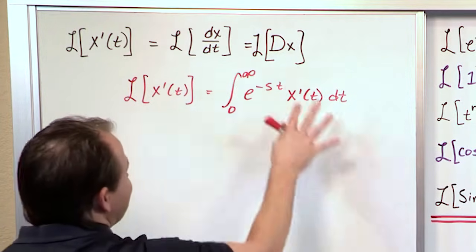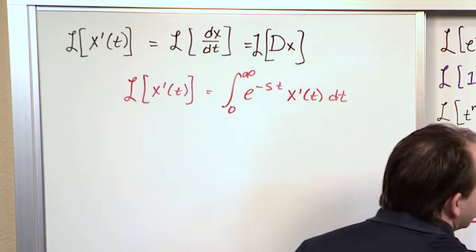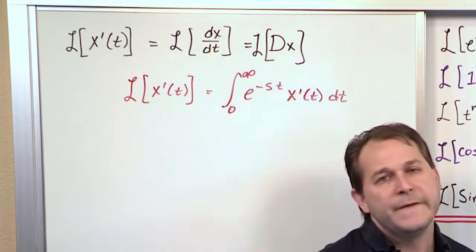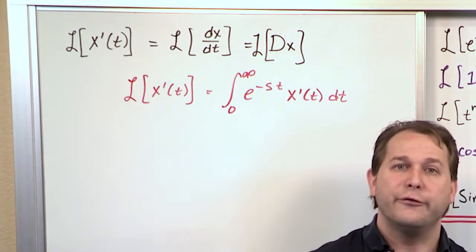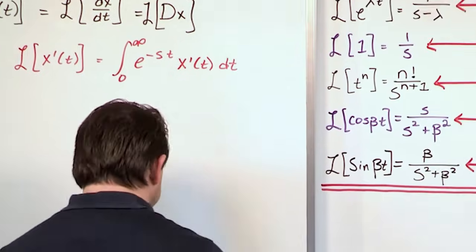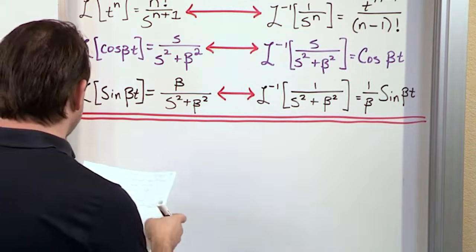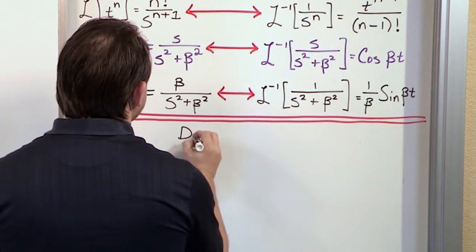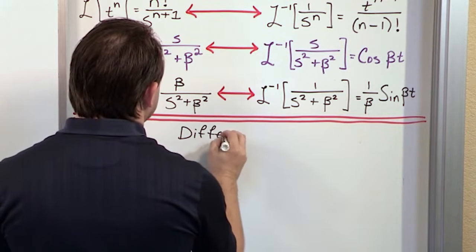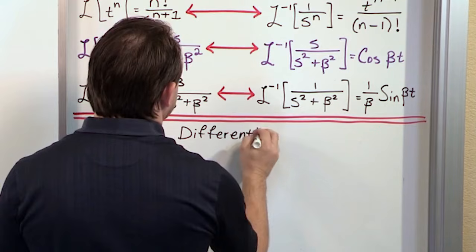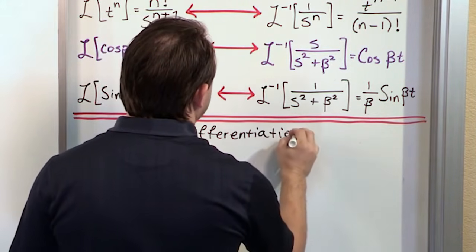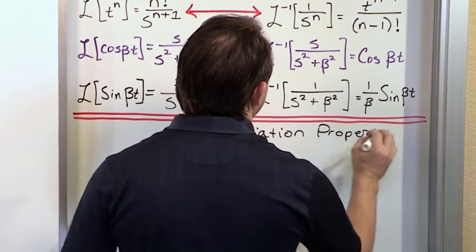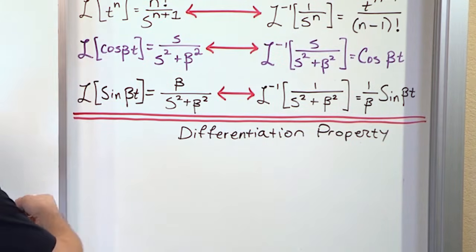And actually, instead of writing it here, I'm going to write it down below our table of Laplace transforms because I want to leave that up there as a reference as we go forward solving problems. So what I'm going to do is come over here and say that this is called the differentiation property. Differentiation property of Laplace transforms.